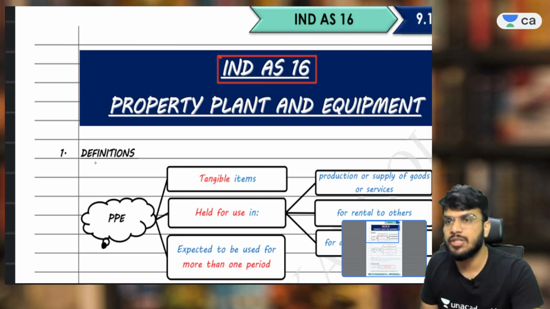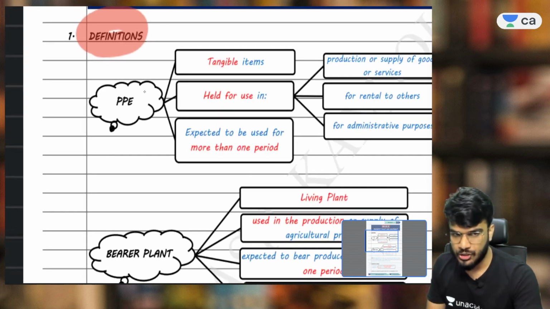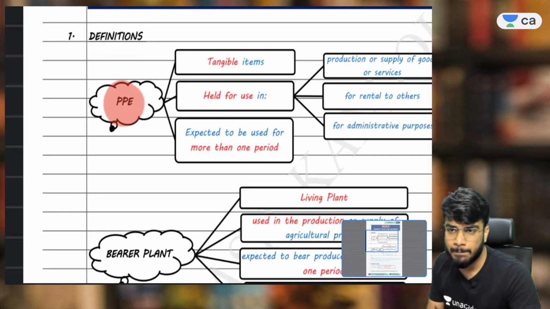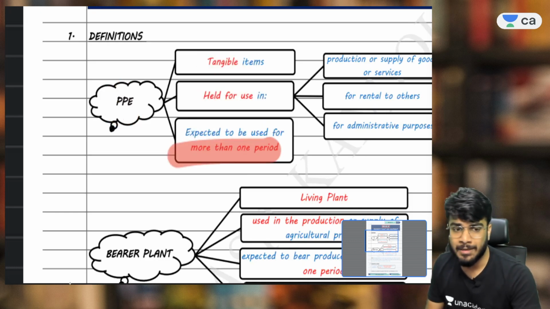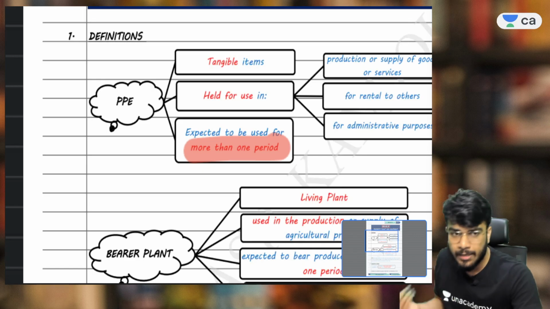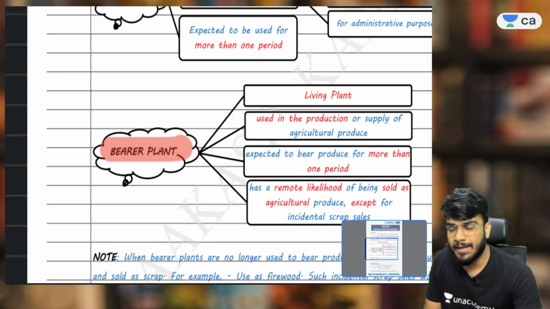The first point which you need to understand is the definition. In PPE, we have two definitions. The first definition relates to PP, right? It means tangible item held for use and expected to be used for more than one period. Because it has a life of more than 1 year, that is why it is going to be a property, plant and equipment. The next point is bearer plant.